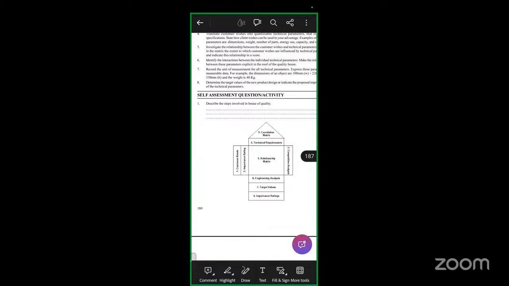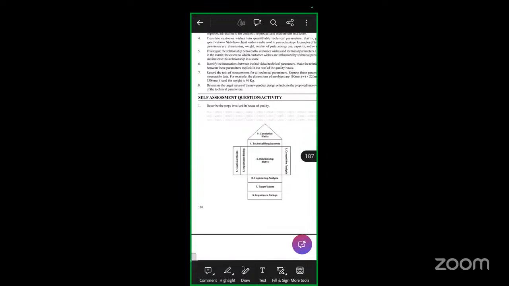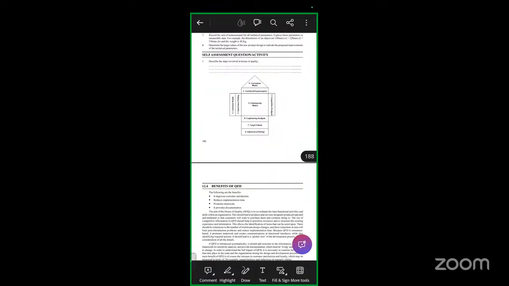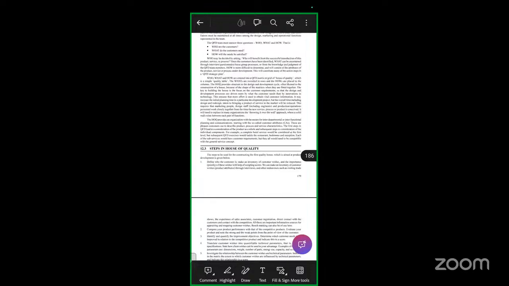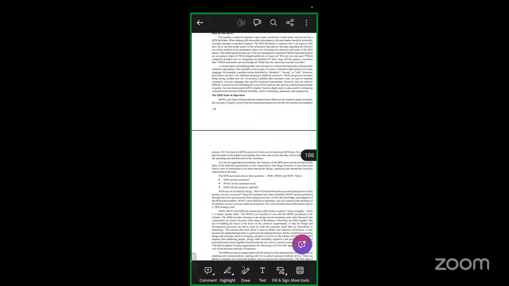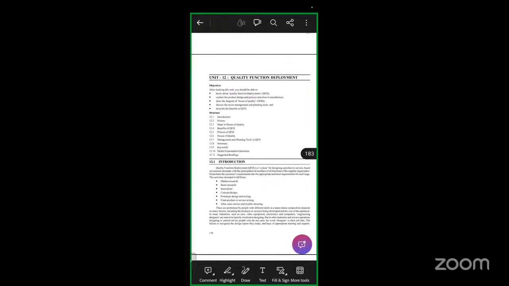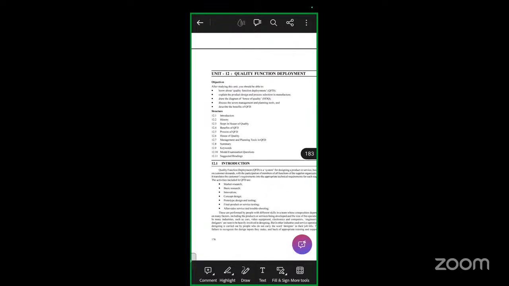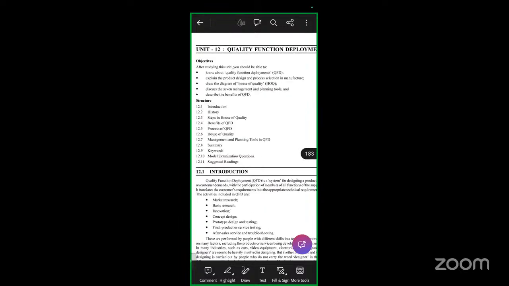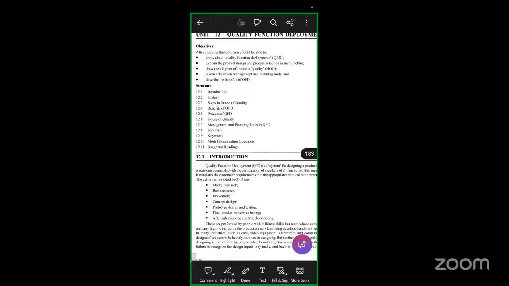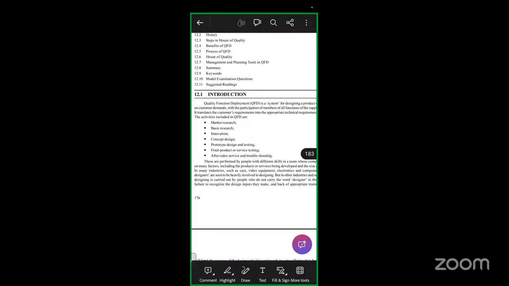Okay, now we'll move towards this concept, quality function deployment. What is meant by quality function deployment?